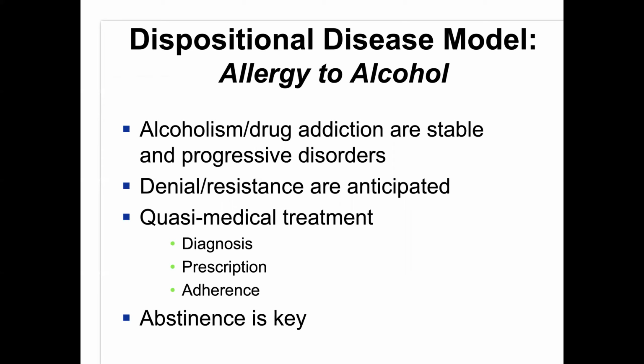According to the dispositional disease model, if you have inherited this so-called allergy, you cannot drink alcohol in safety, for you will experience a loss of control and the initiation of a progressive and eventually fatal illness. If you do not have this allergy gene, then you can likely drink in safety and only risk developing an alcohol problem if your character defects leave you prey to the difficulties of gluttony.